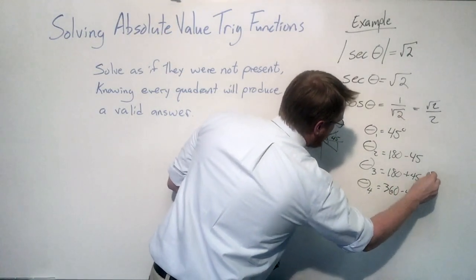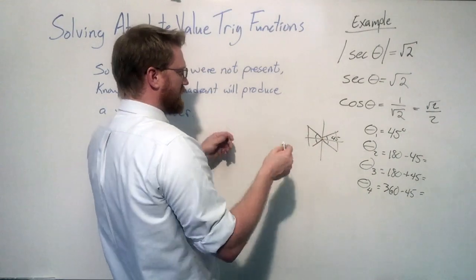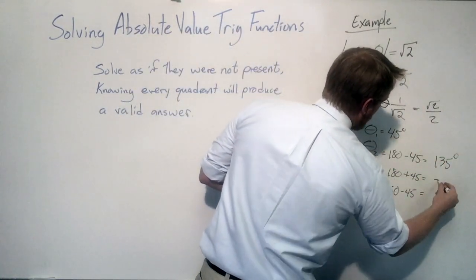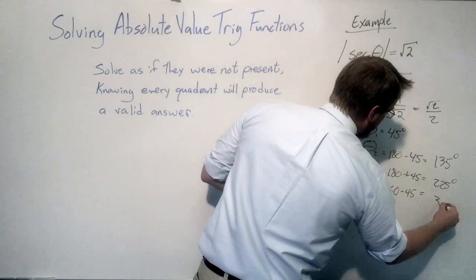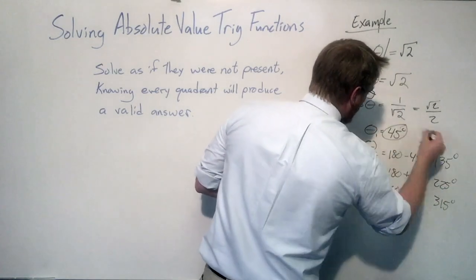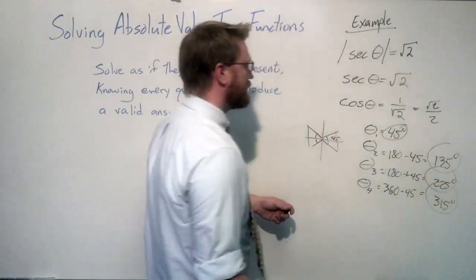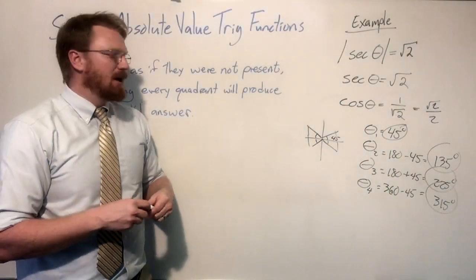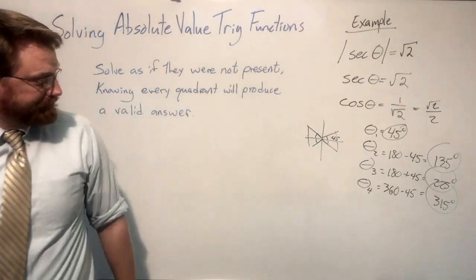So all 4 quadrants are giving reference angles referencing the same 45. I'll get a 135, 225, and a 315, in addition to my first answer. So with absolute values, it's a little less work actually. You don't have to think about which quadrant it's coming out of, you just go fishing out of all 4 of them.